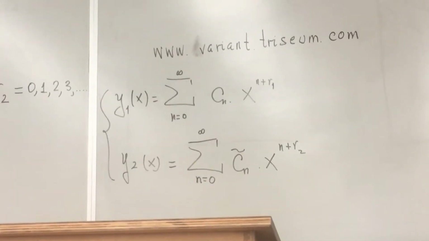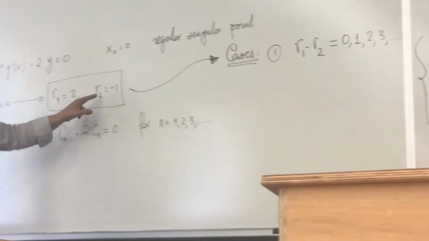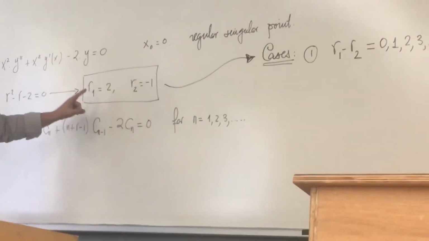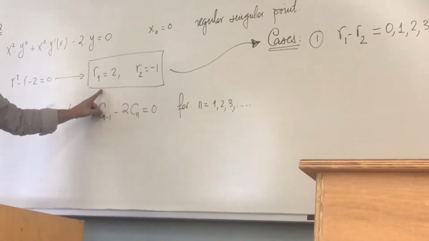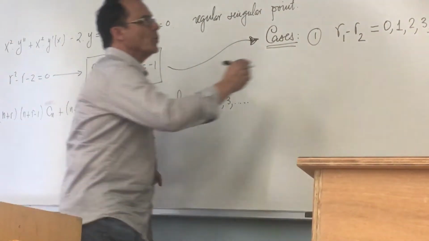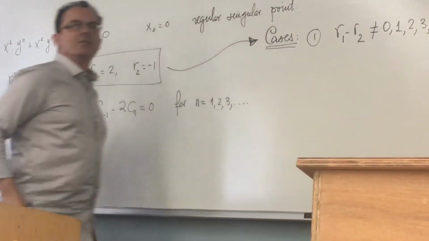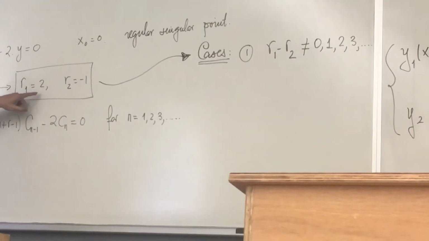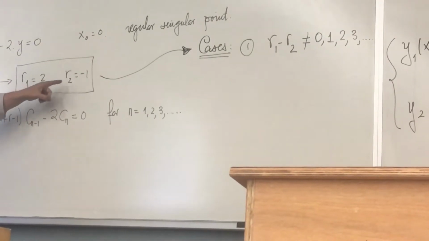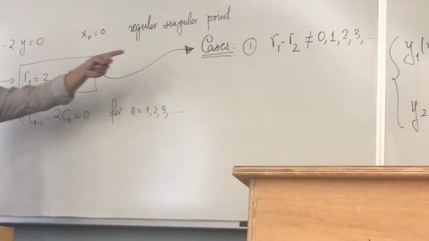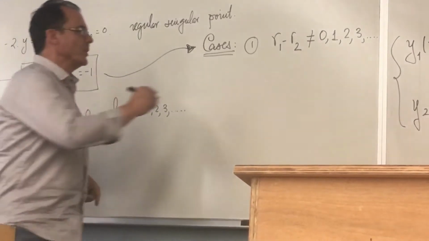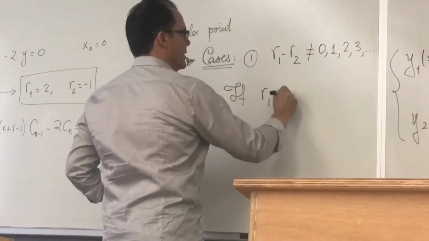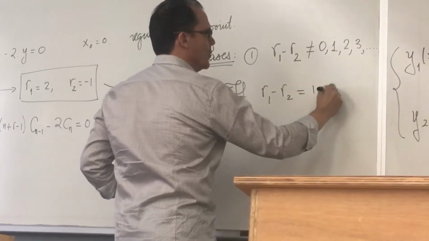There are three cases to consider depending on the nature of these two values. Now, as you can see, in the example we're working on we get these two values. The first case is when the difference is not a positive integer or 0. This is not case one, because when you take the difference between these two, you get 3. So it's a positive integer. So it's case 2, the second case: if the difference is a positive integer, either 1, 2, 3, and so on.